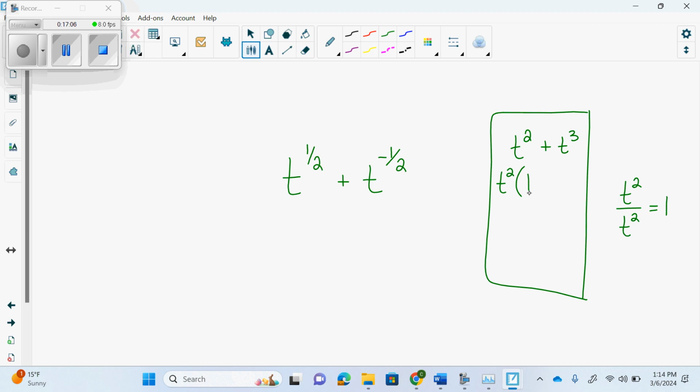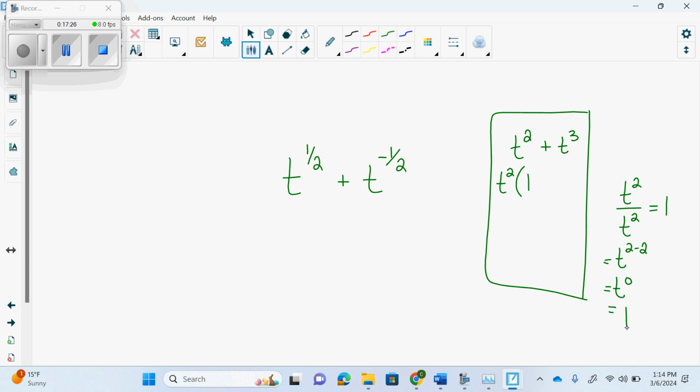what do I do with their exponents? Subtract them, do I not? So this would be t to the 2 minus 2, which equals t to the 0, which equals 1. True statement? That's what you're doing without you even realizing you're doing it.